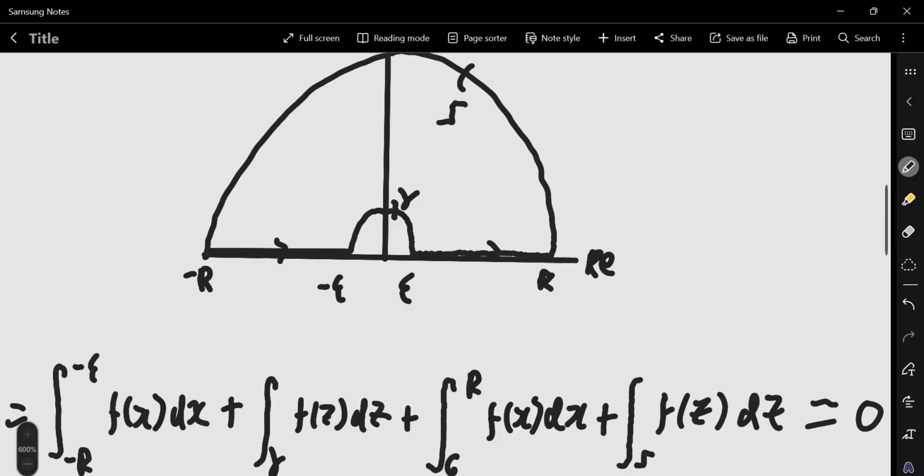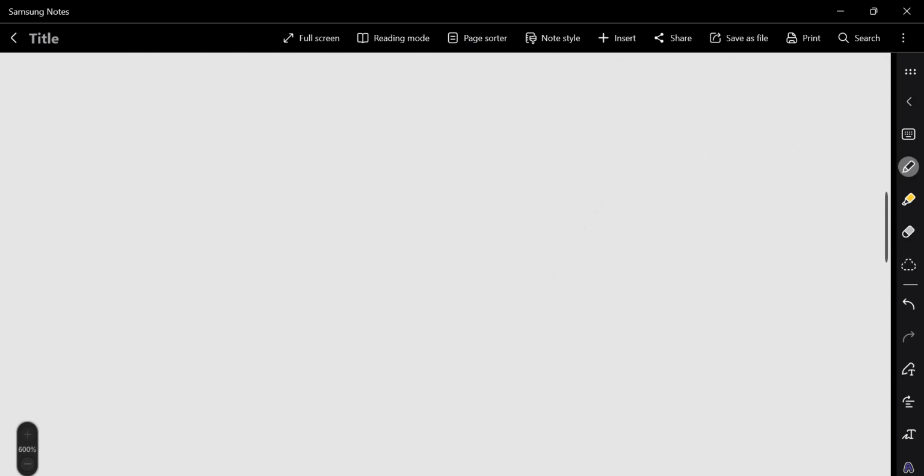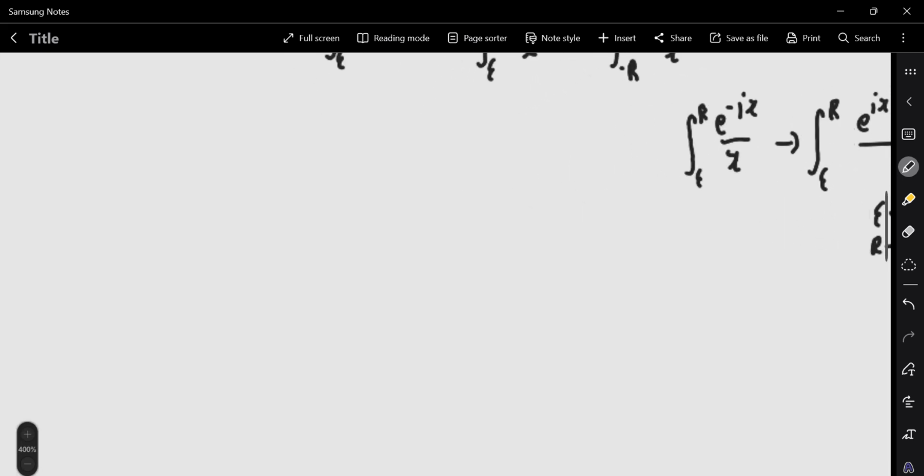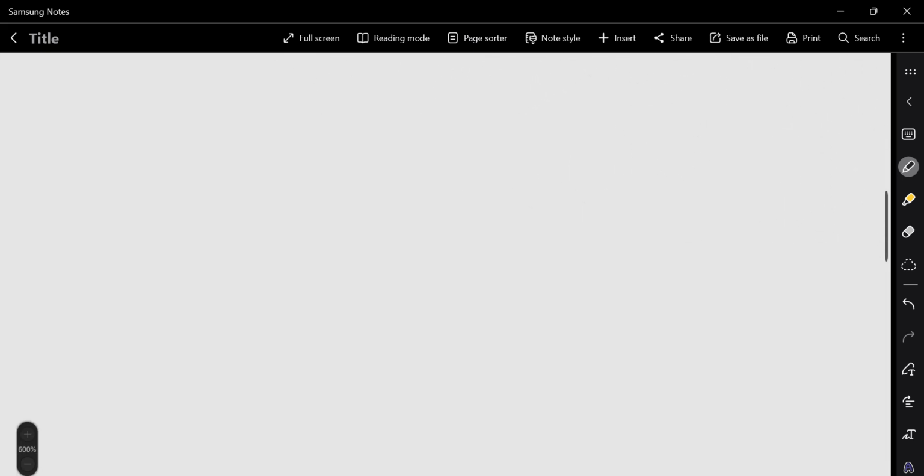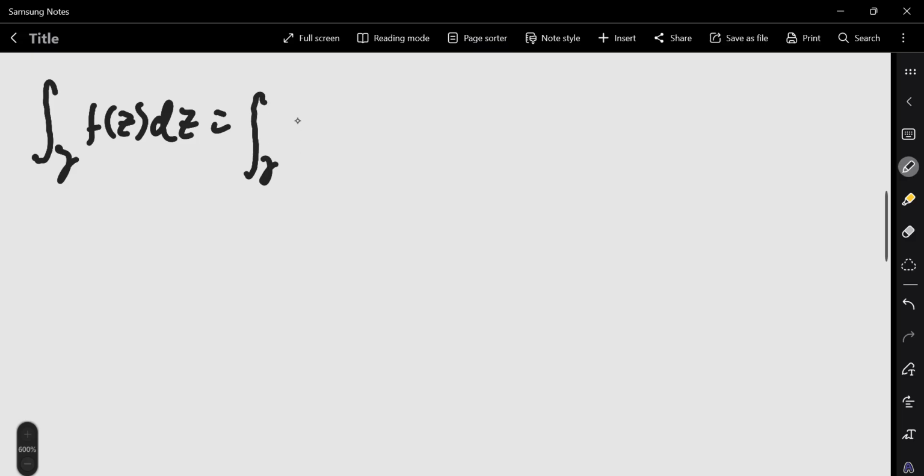So our big gamma is just going to be, I'm going to use sigma for that though, sigma of t is just going to be re to the it. But yeah, let's just do it. Okay. So zooming in here. What are we doing? The integral of little gamma of f of z dz, and this is just going to be the integral over little gamma of e to the iz over z dz. Nice and simple. And we're going to introduce our parameter.